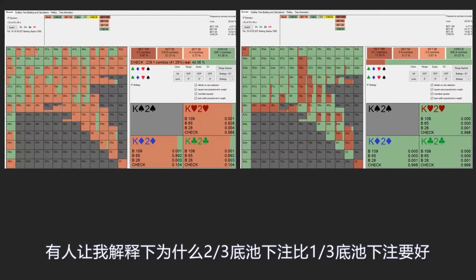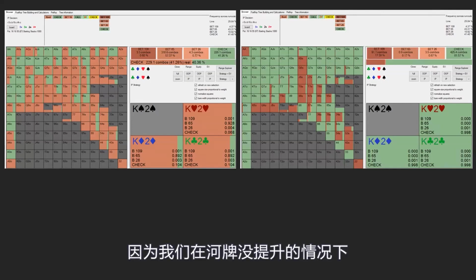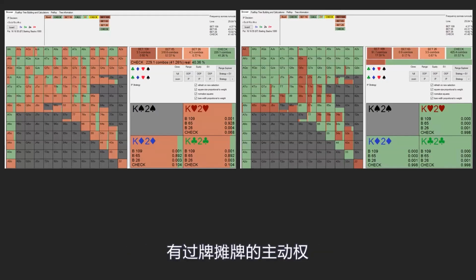David is asking, can you explain why 2/3 is appropriate here rather than 1/3? It's just because we're in position. So we can always afford to put a bit more money into the pot when in position. Overbetting doesn't really make sense here, but betting something like 2/3 definitely does, because we always have the luxury to check back on the river if we don't like the river card, and we get to show down instantly. But when we're blind versus blind, we're going to see that the sizing actually shifts. So really good question.